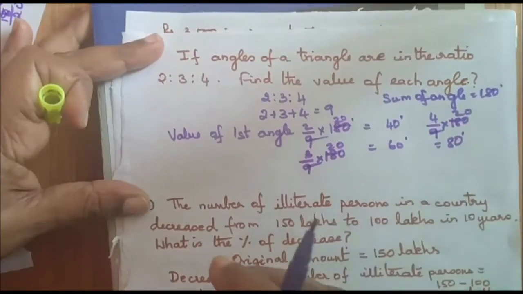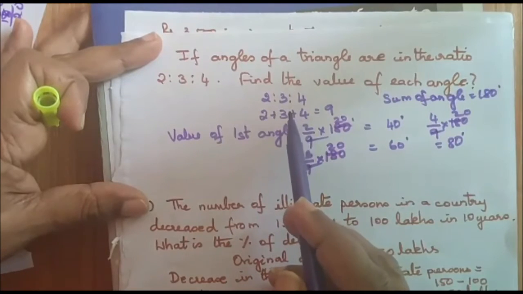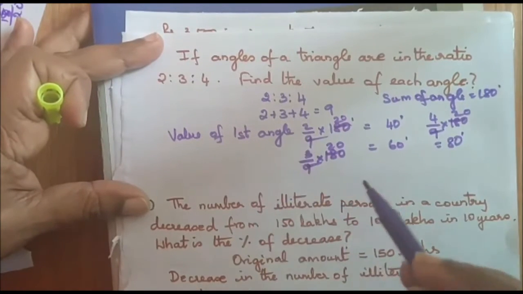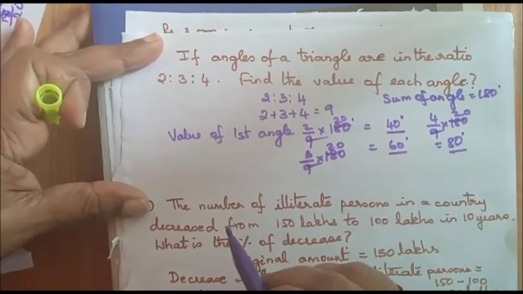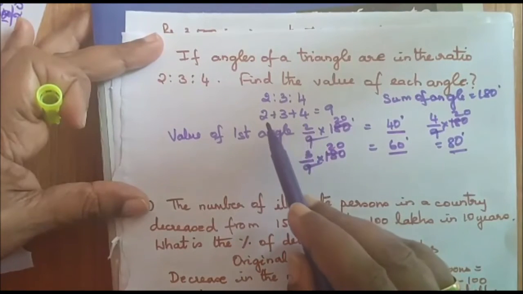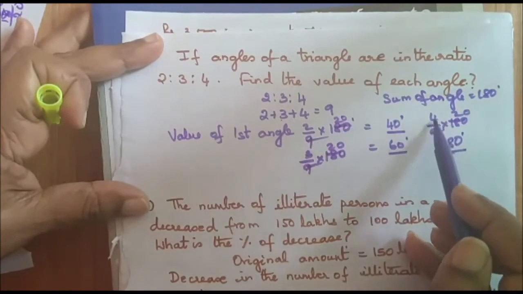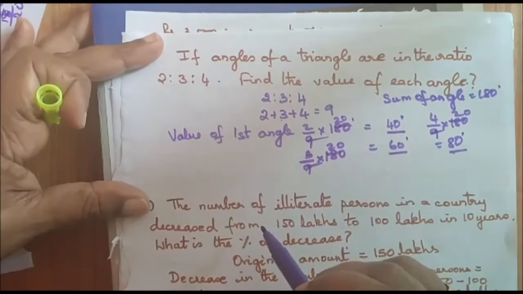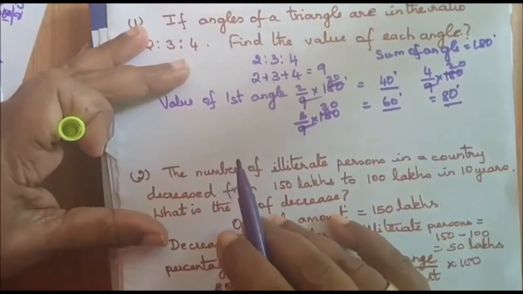So given the ratio of the angles of a triangle, we have got the values of all three angles. I hope you understood this. Now you have to add the ratios, and every individual fraction, 2 by 9, 3 by 9 and 4 by 9, you have to multiply by 180. Now we'll go to the next problem.